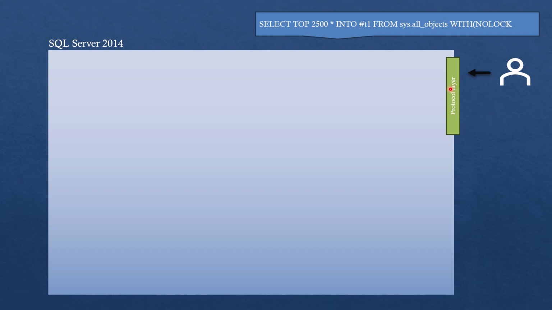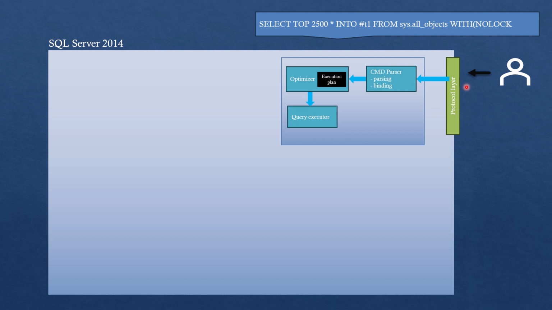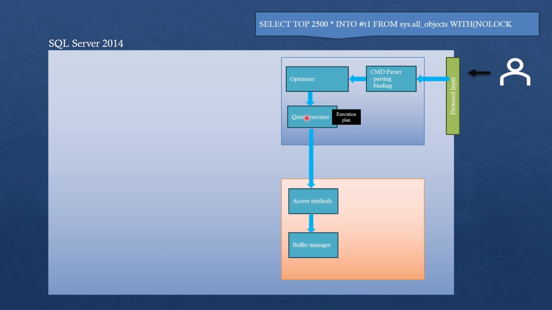When the user initiates a request, it first reaches the protocol layer of SQL Server, and after successful network negotiations like TCP protocol, TCP negotiation, TLS or something, the request touches the CMD parser where the query is checked for syntax mistakes. If everything is okay with your syntax, the query is passed to the optimizer where the execution plan is generated, and based on this plan, the query executor executes the query. To execute the query, the query executor connects access methods, then the buffer manager, and the buffer manager here does many operations. Okay, we are coming to an interesting point.